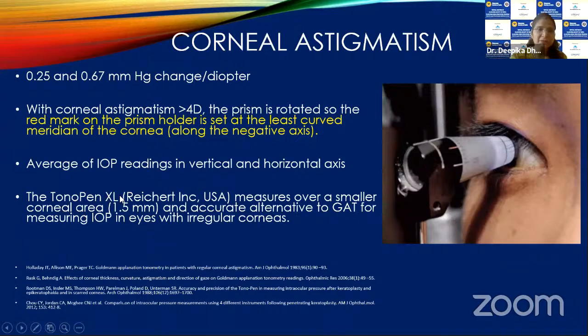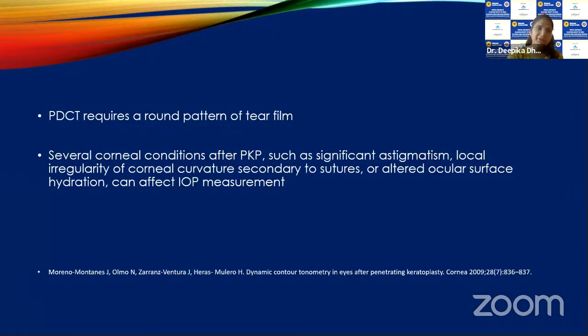And it has been found that Tono-Pen XL, which measures over an area of 1.5 millimeter, can be more accurate compared to GAT in these cases if there is high astigmatism and irregular cornea. I have already told that DCT requires a very good round tear film. So in many cases with significant astigmatism or sutures, IOP measurement in DCT can be affected and may not give a value.